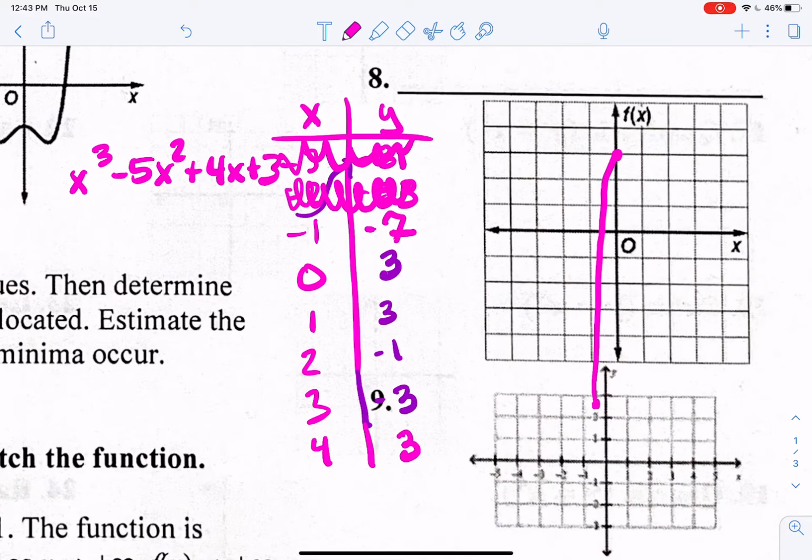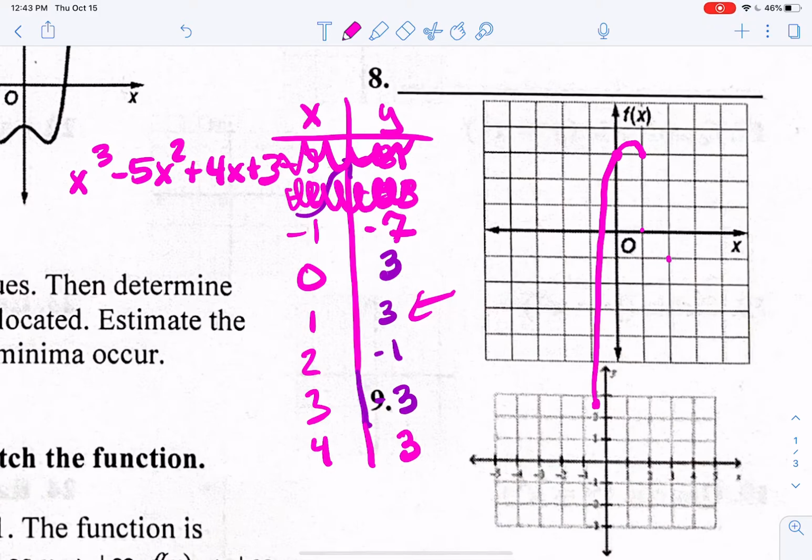But then the weird thing is 1 is also at 3. So I have the point 1, comma 3. So what's happening? Is there just a straight line in between there? How does that work? What's probably happening is it's going up and then coming back down, so it doesn't stay straight across there. It does kind of do a little hump.